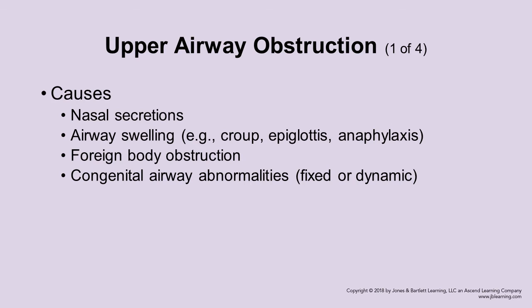So getting into the different etiologies or different processes behind respiratory failure and everything else on the spectrum, we'll look first at upper airway obstruction. Upper airway obstruction can be caused by many things. First and foremost can be nasal secretions in patients who have infectious illnesses. Next, we'll look at airway swelling, and there are different types of that, including croup, epiglottitis, and anaphylaxis. Upper airway obstruction can be caused by foreign body obstruction. And then there are also certain types of congenital airway abnormalities which can cause upper airway obstruction.